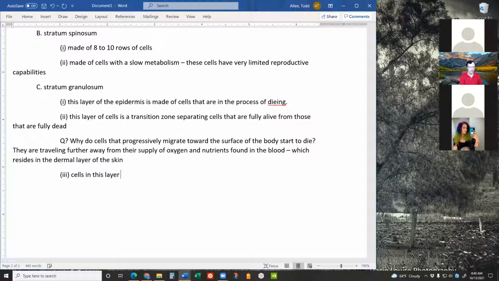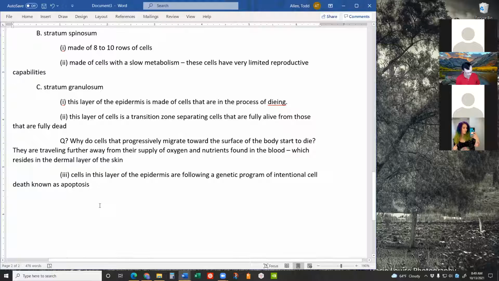Cells in this layer of the epidermis are following a genetic program of intentional cell death known as apoptosis. Okay, apoptosis.